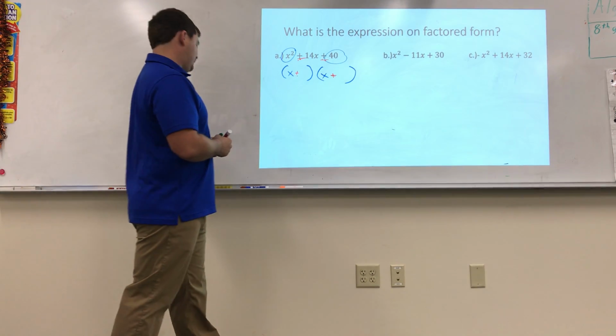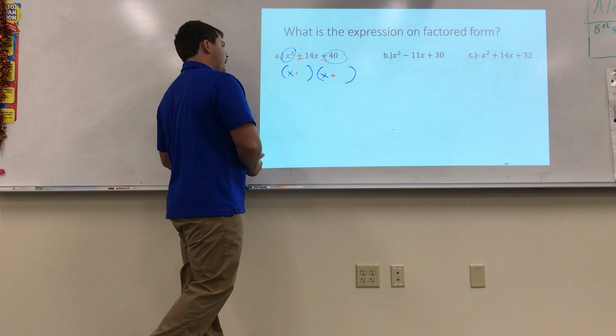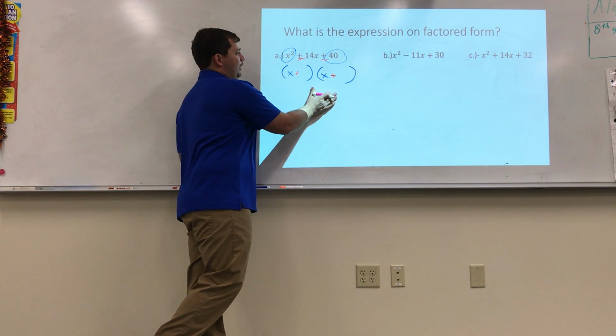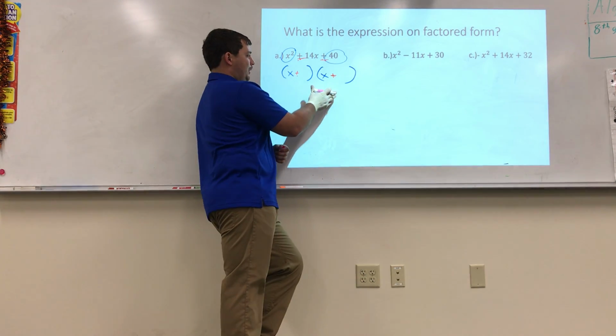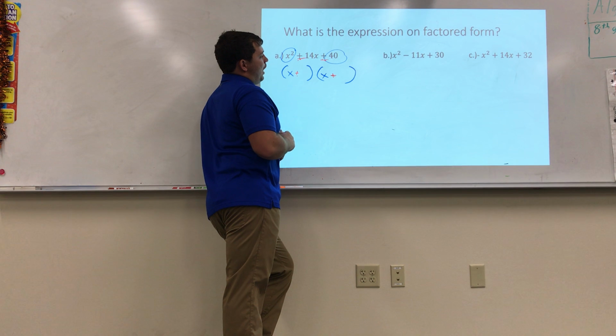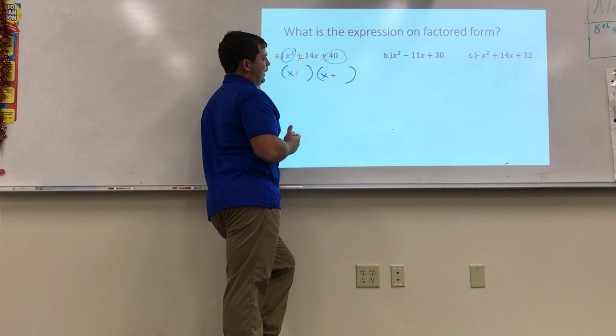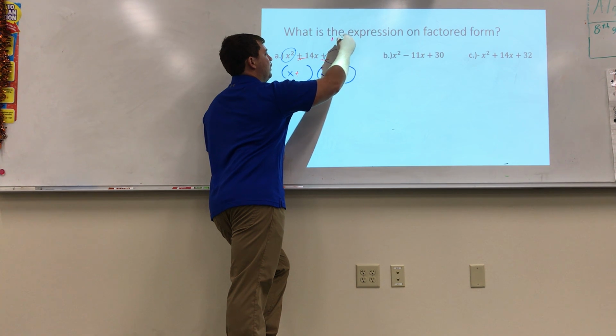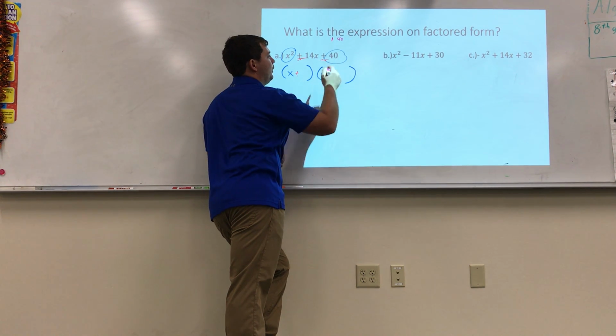Now, we need to find factors of 40 that will add together, because we have plus plus here. If we had minus minus, they would still add together, but this would be negative. We need to find two things that add up to 14. Well, my factors of 40 are 1 and 40. That's going to add up to 41.